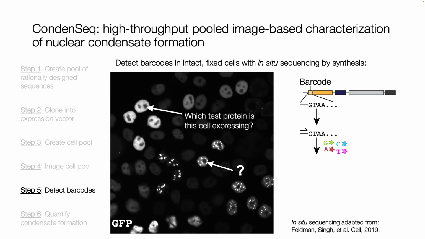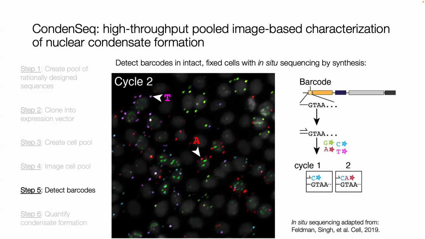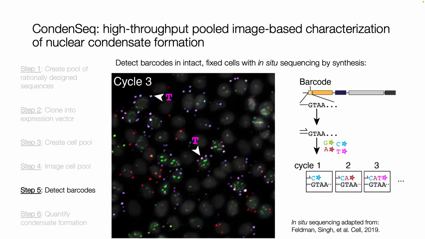So I'm showing the live cell image that we took here. And then after the first nucleotide incorporation, this is what the image would look like. So you see all these colorful spots showing up. And those spots will tell us the identity of the nucleotide at the first position of the barcode. So you see these blue spots in the center here. That tells us there's a C at the first position of that barcode. We go to the second nucleotide incorporation. You see they changed to red. That tells us there's an A at the second position of the barcode. They turn pink at the third position. That tells us there's a T at the third position of the barcode. So now we know that cell contains a CAT barcode.